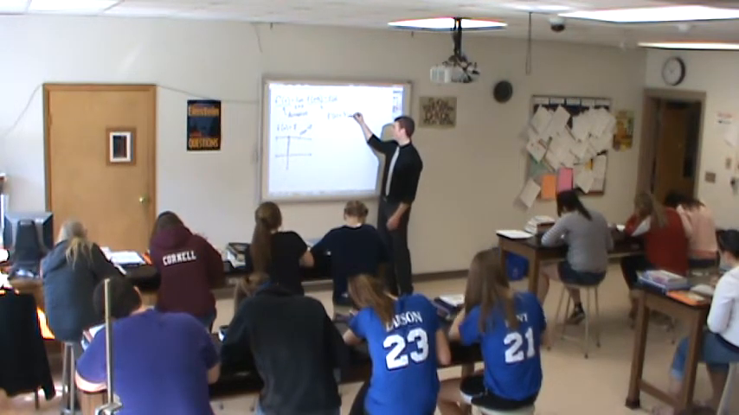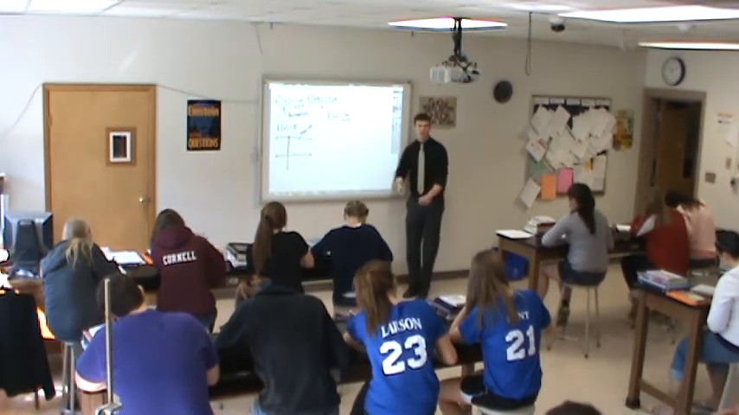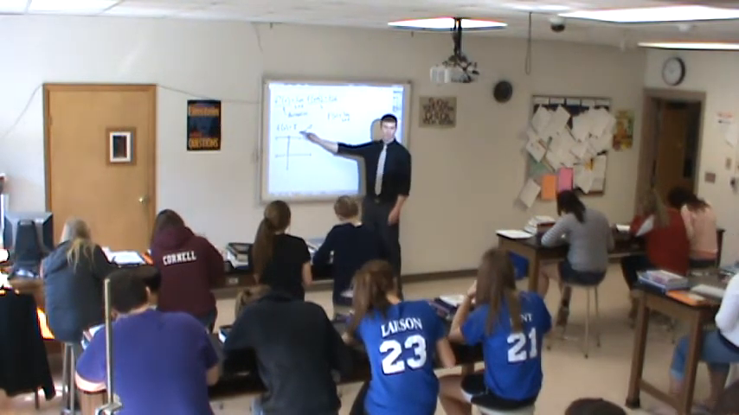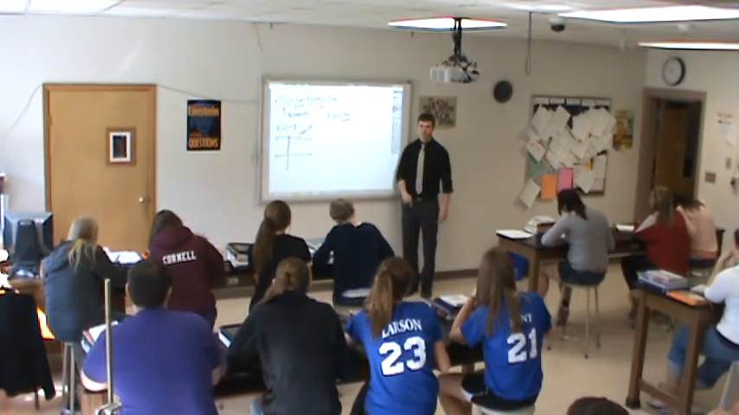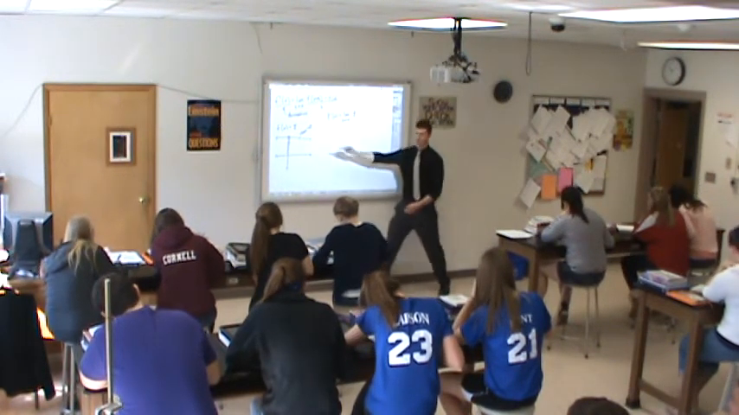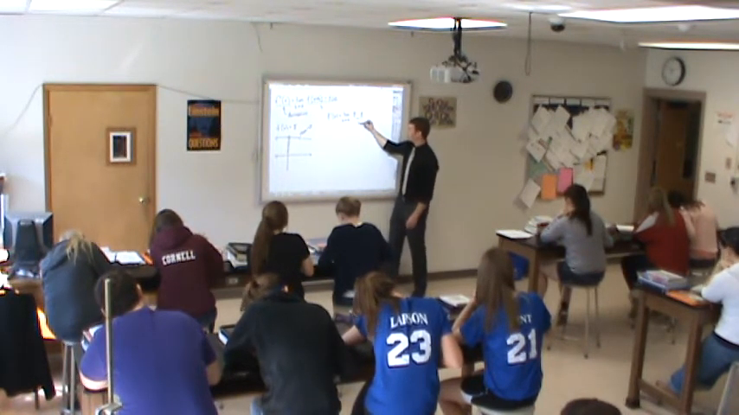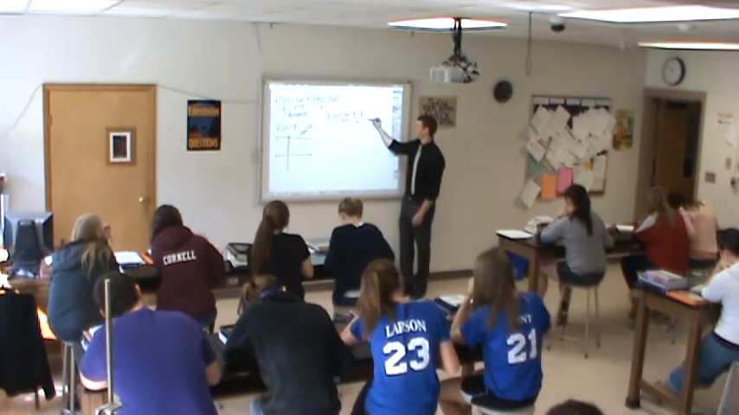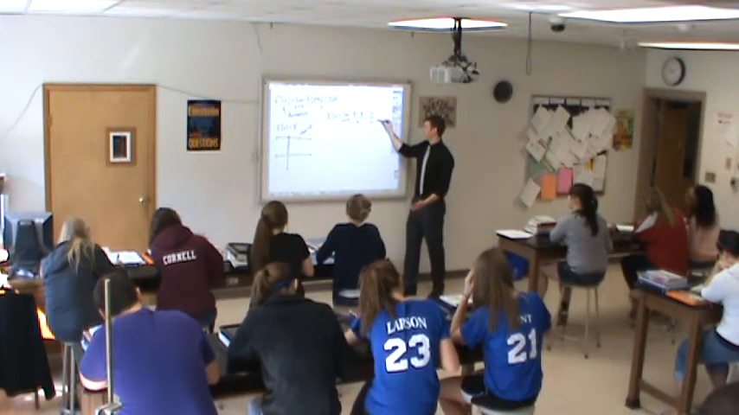f prime of x is the limit as h goes to 0. Alright, so f of x plus h just means wherever you see an x, you're going to plug in x plus h instead. Okay, so what's f of x plus h? Is there any x's? No, so it's just that 8, minus f of x. It's 8, right? Minus 8 over h. 8 minus 8 is 0. 0 over anything is 0.